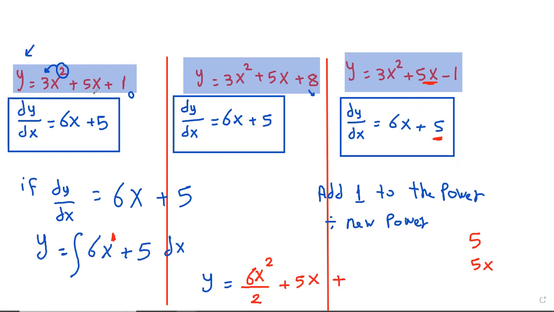Plus, I want to get 1 or 8 or negative 1. This constant, we will write, instead of that, we'll write c. So y is equal to 6x to the power of 2 divided by 2, which is 3x to the power of 2 plus 5x plus c. That is the original function. And we couldn't get the constant here, 1 or 8 or minus 1. And we wrote, instead of that, we wrote c.